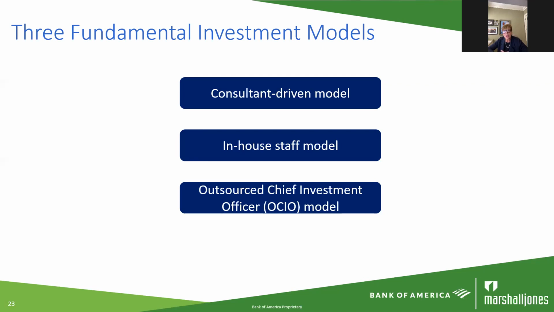The second model is something called an in-house staff model. This is where the organization elects to build its own expert in-house investment staff to manage investments and to assess and monitor risk and compliance. This group may either work closely with a consultant or may undertake its own manager research, hiring, monitoring, possibly dismissing managers, and all subject to the oversight of the board or the investment committee.